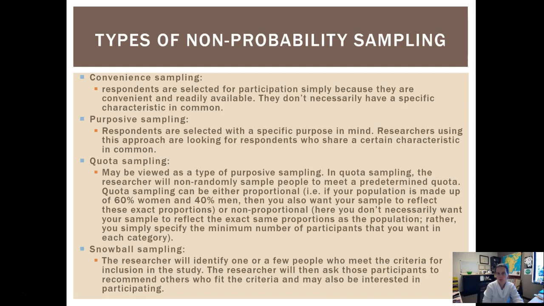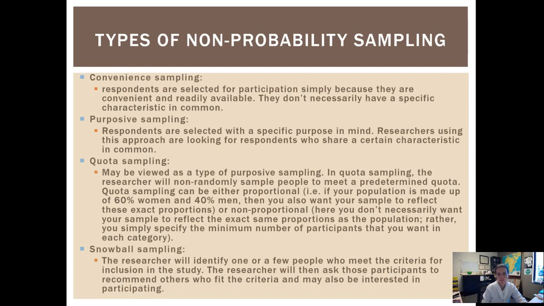Okay, then the next one is quota sampling. Quota sampling, again, is a non-probability sampling approach. It could be viewed as a type of purposive sampling. In quota sampling, what you're trying to do is meet predetermined quotas. And that can be either a proportional quota or a non-proportional quota. So let me give you an example.